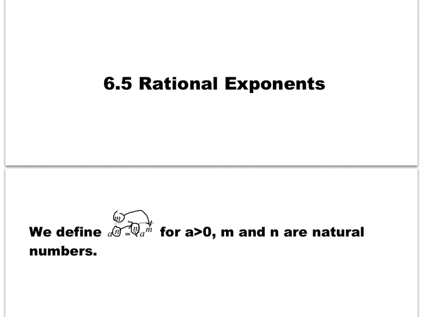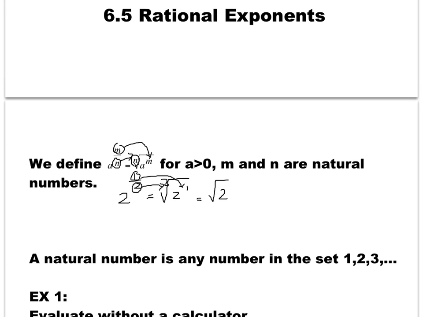Give you an example, for instance, if I say 2 exponent, let's say 1 over 2, which you already know, 2 exponent 1 over 2 is the square root of 2. Remember, the denominator goes here, so this is 2, and the exponent becomes the numerator, which is 1. So this is really the square root of 2, which you have already seen before. Just remember that natural numbers are numbers in the set of 1, 2, 3, and so forth.